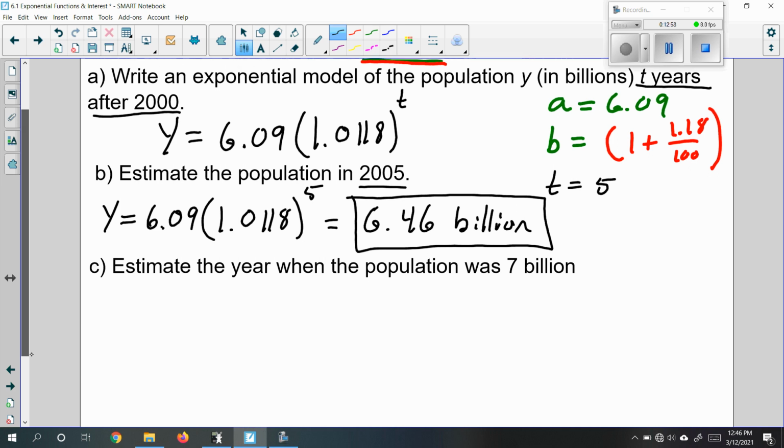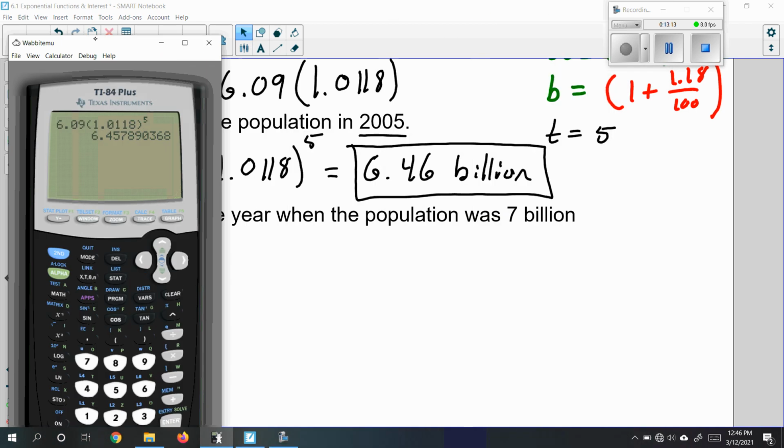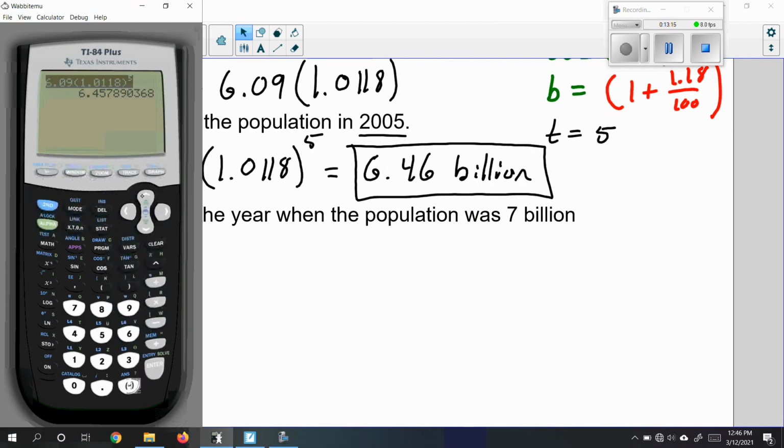Now let's estimate the year when the population was 7 billion. Let's just round it to the nearest year. So let's just use our calculator for this. Let's just copy this same formula. In 2006, the population was 6.5 billion. So let's just pick a bigger number for x, or t rather. How about 10?